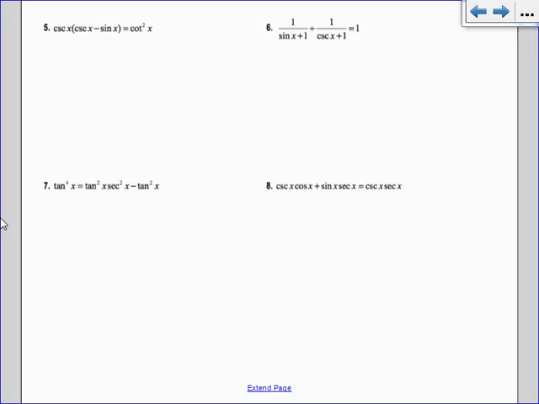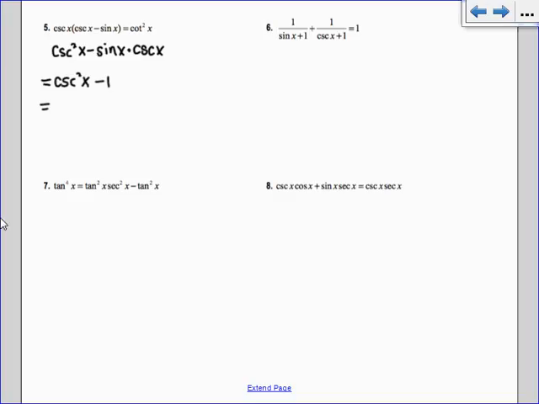So we have cosecant of x times cosecant x minus sine of x equals cotangent of x. If you multiply the cosecant in, you get cosecant squared x minus, I'll write it out, sine of x times cosecant x, which ends up being 1, right? Because sine of x times 1 over sine of x is 1. And cosecant squared x minus 1 is actually one of the identities.